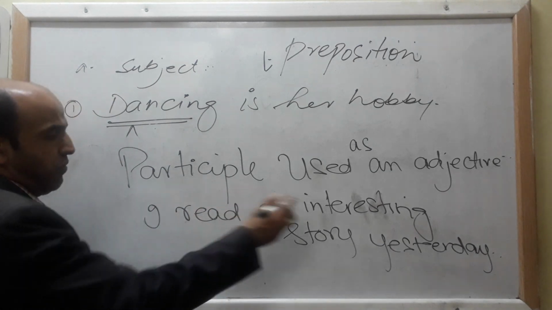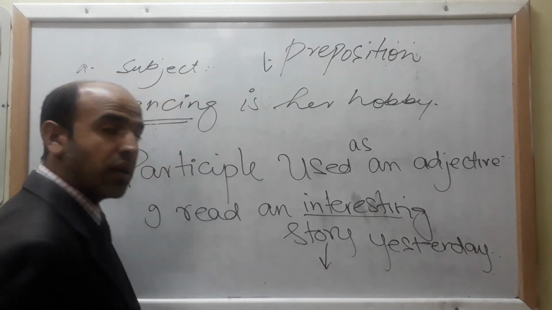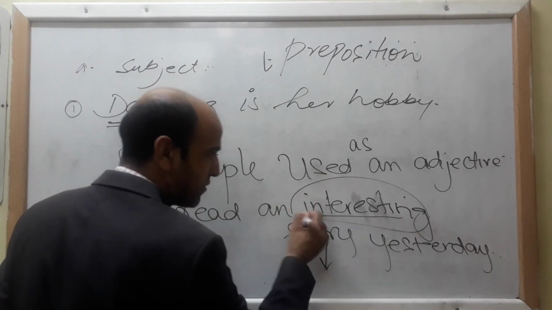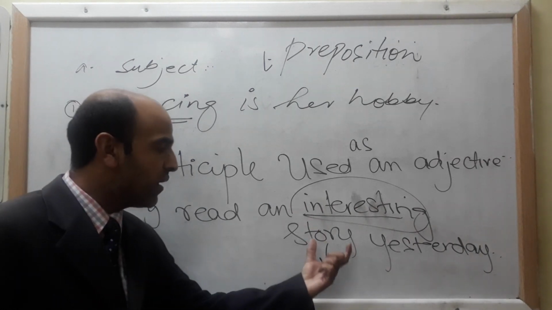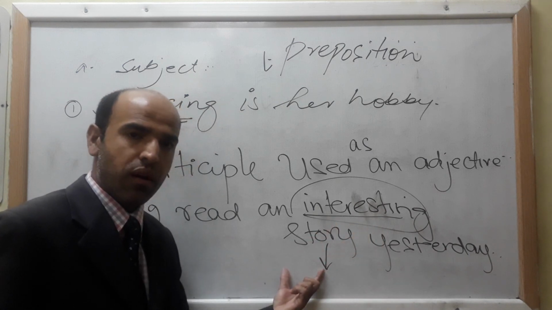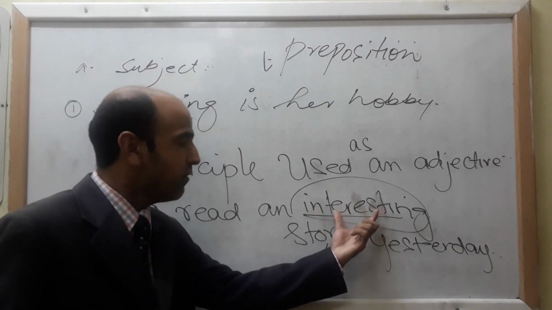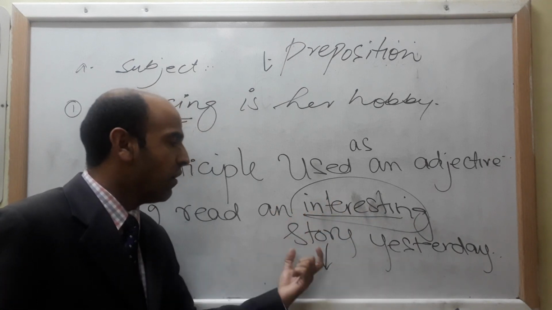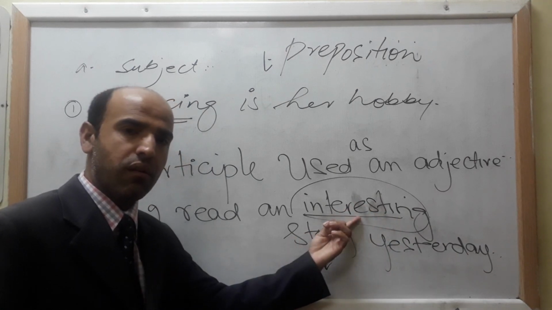Like here, V1 plus ing, definitely. But it's telling you something about your noun, that is story. So we can see that V1 plus ing is functioning as an adjective in a sentence. Clear? Because here interesting is functioning as an adjective. If someone asks you how, your answer would be that it is telling us something more about your noun, that is story. So we have to clearly understand the difference between participle and gerund. When V1 plus ing tells you something more about your noun or pronoun, that is definitely your participle.